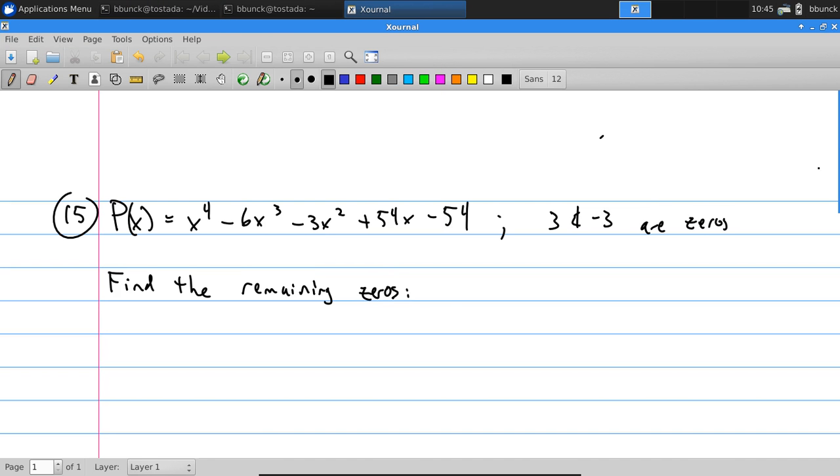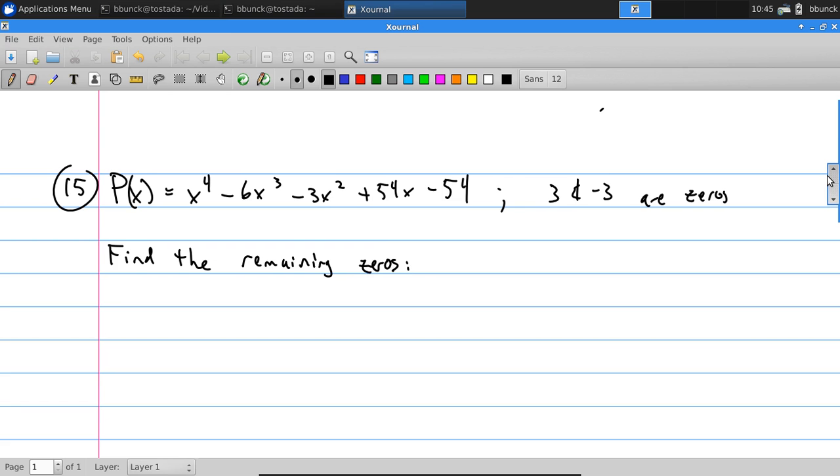Okay, we're going to look at a problem from the last exam. This is number 15, and it was worth quite a few points, so I wanted to talk about it. The problem was, here is a polynomial. It's a degree 4 polynomial, and they tell us 3 and negative 3 are two of its zeros, and they want us to find the remaining zeros.